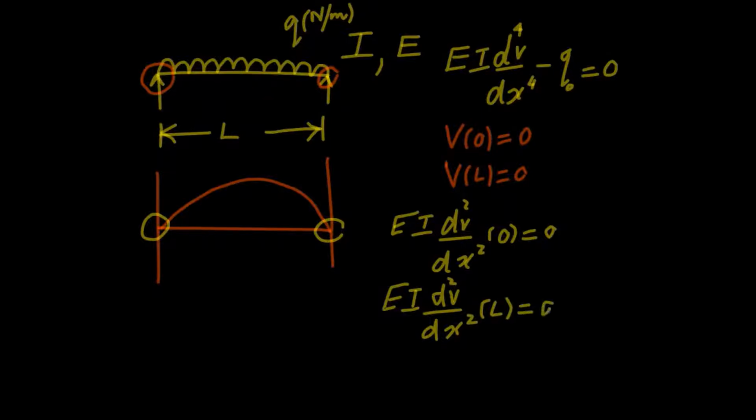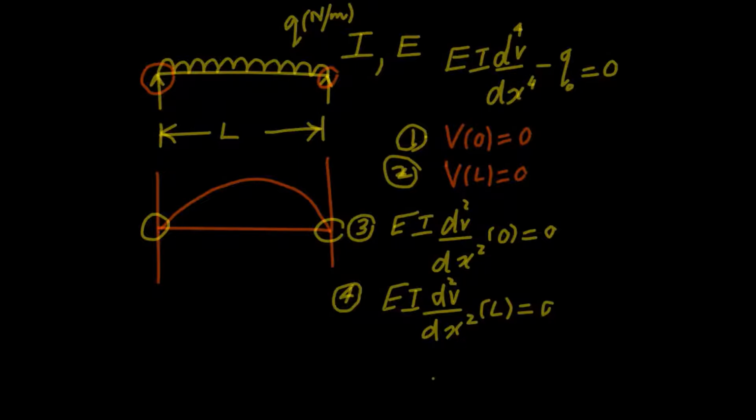So you have got the first boundary condition, displacement at the left extreme end is going to be 0. You have got the second boundary condition, the displacement at the right extreme end is going to be 0. You have got the third boundary condition, that is bending moment at the left extreme end is going to be 0, and also the bending moment at the right extreme end is going to be 0. Now, we are going to solve this differential equation.